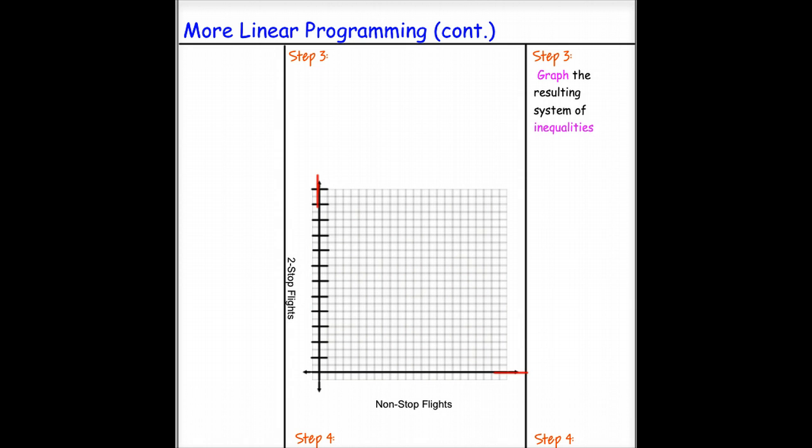So I'm first going to take my x plus y less than or equal to 10, and I want to solve this for y. So I'm going to subtract x from both sides. That's going to give me y is less than or equal to negative x plus 10.